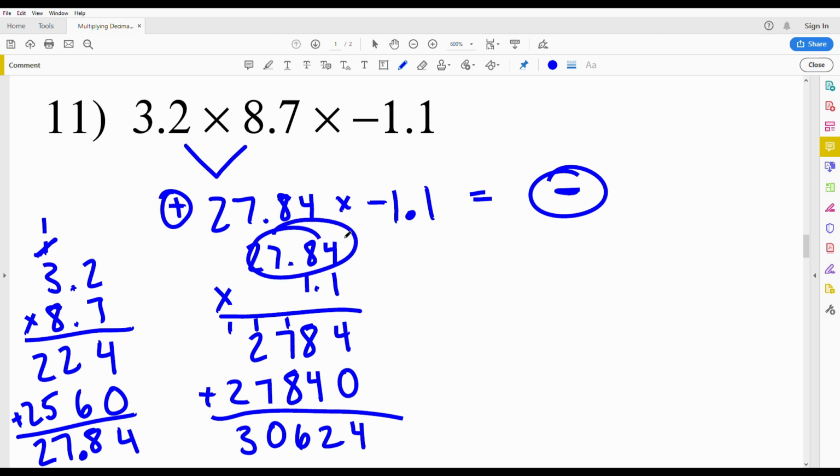Now, if you looked at 27.84 and 1.1, let's make a rough estimate of what that should be. 27, let's round up to 28, and 1, let's round down. So our number should be around 28. And the closest to that, wouldn't it be 30,624? Wouldn't it be 3,062.4? Wouldn't it be 306.24? It would be 30. So, double checking that, I moved my decimal over 1, 2, 3 places. So, negative 30 and 624 thousandths, negative 30.624 is my solution in number 11.